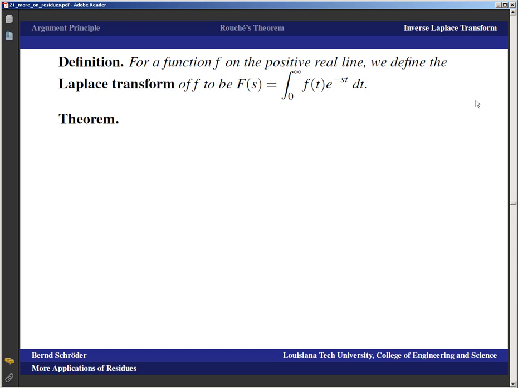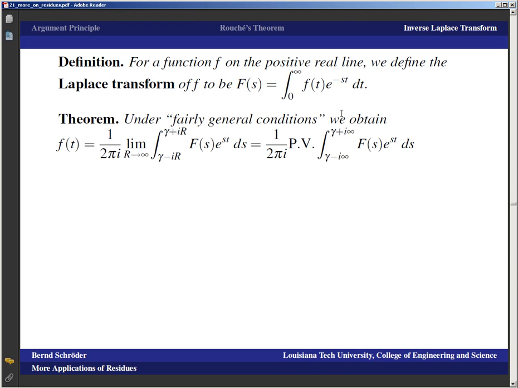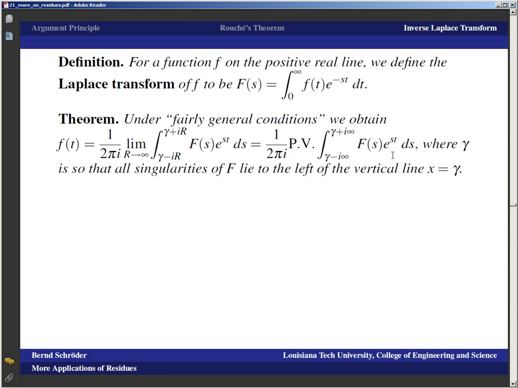And a theorem from complex analysis actually is that under fairly general conditions, whatever that means, the function can be obtained from the Laplace transform as f(t) = 1/(2πi) times the limit as R goes to infinity of the integral from γ − iR to γ + iR of F(s) e^(st) ds, which is 1/(2πi) times the principal value of the integral from γ − i∞ to γ + i∞ of F(s) e^(st) ds, where γ is such that all the singularities of F lie to the left of the vertical line x = γ.